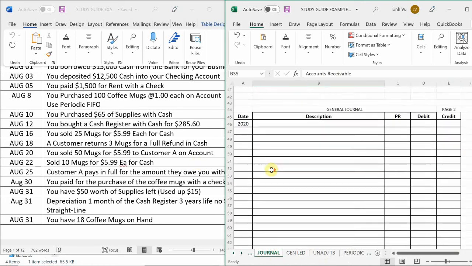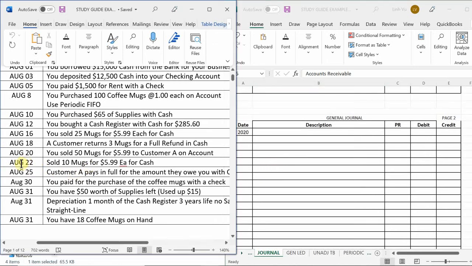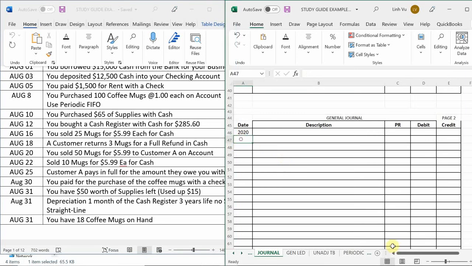So we're now on the second page here. And let's see what happened on the 22nd. On the 22nd, you sold 10 mugs for $5.99 each for cash, right? And sales tax is 8.25%. Cash, sales, and sales tax payable.